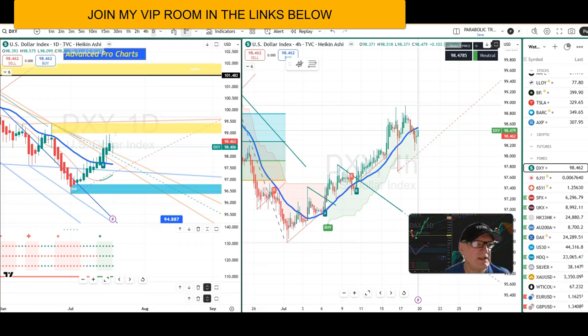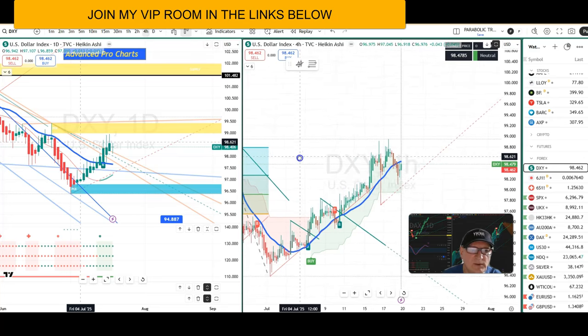So on to the analysis for this week, and let's start with the DXY because it indicates where the dollar is going to go into next week. There's been some strength in the last few days in terms of the dollar, as we can see, but this is short-lived in my opinion.